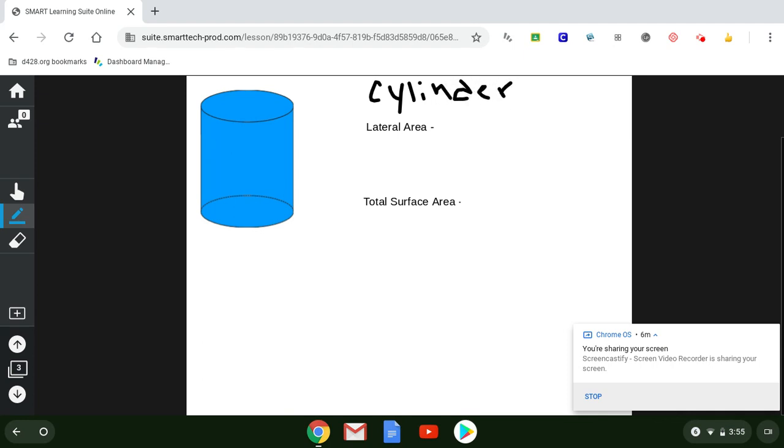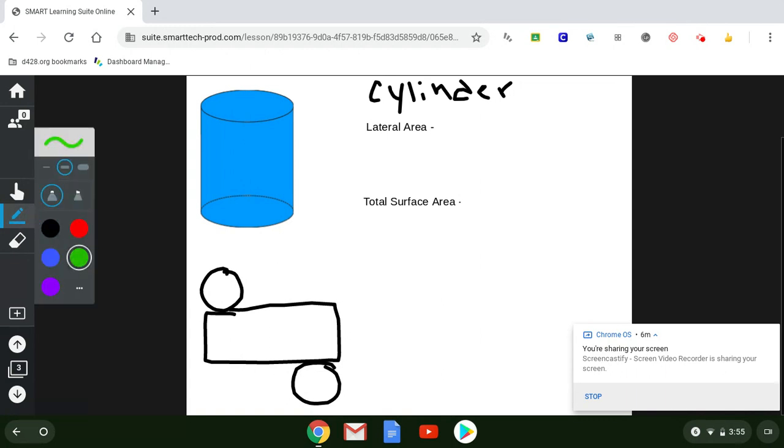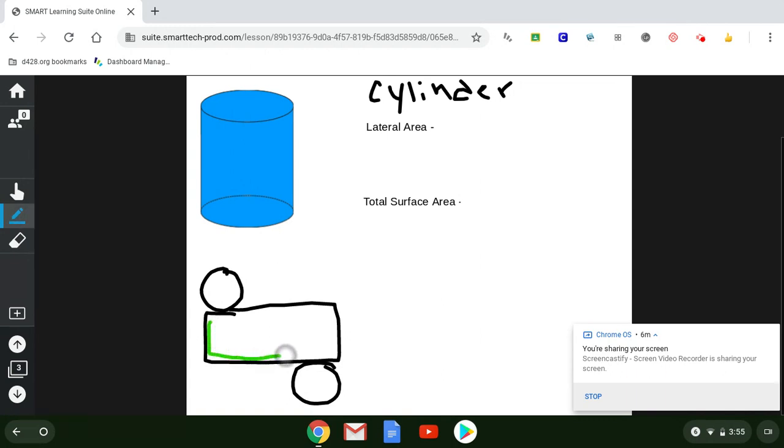Okay, so remember lateral area is the area without the bases. So all the way around the cylinder is the area I'm trying to find. So again, I'm going to draw its net to help me. My first base is a circle. And then it actually opens up and all the way around, if I lay it out flat, is a rectangle with another circle base. Okay, so again, my lateral area is this space here.